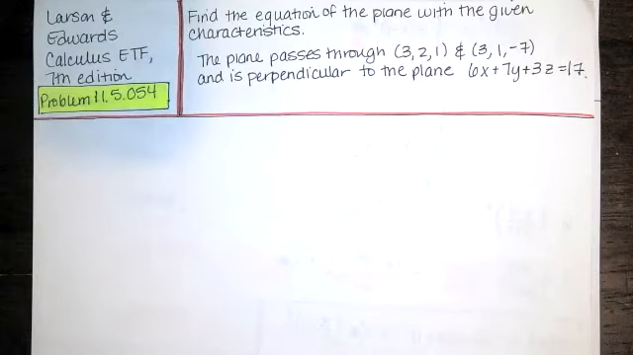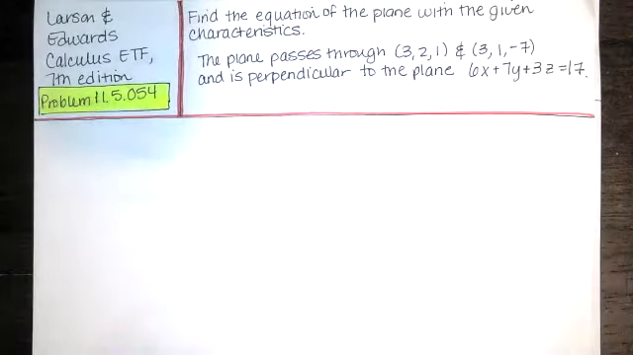In this video, we solve problem 11.5.054 from the Larson and Edwards Calculus Early Transcendental Functions text, 7th edition. We're asked to find the equation, or an equation, it should say, of a plane with the given characteristics. We're told that the plane passes through these 2 points and is perpendicular to another plane with a given equation.